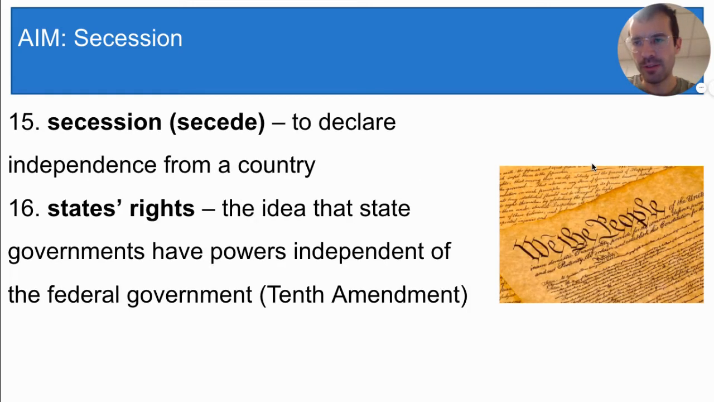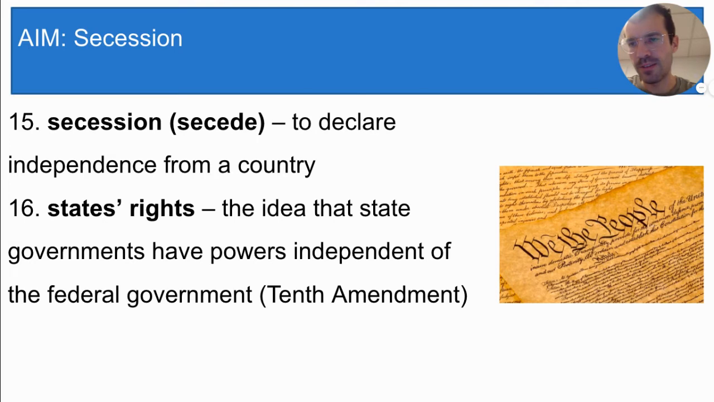Remember states' rights? We learned about them when we studied federalism, the Bill of Rights, and the 10th Amendment. States' rights are the rights that states have that the federal government can't touch. Southerners claimed that slavery was a states' rights issue. They said it was up to each state to decide whether to have slavery or not, and nobody could tell them what to do, especially Lincoln.